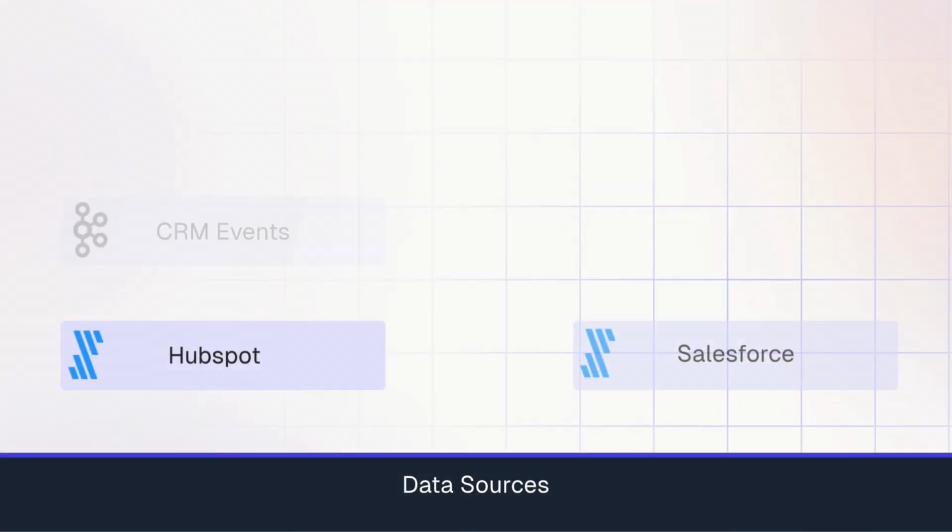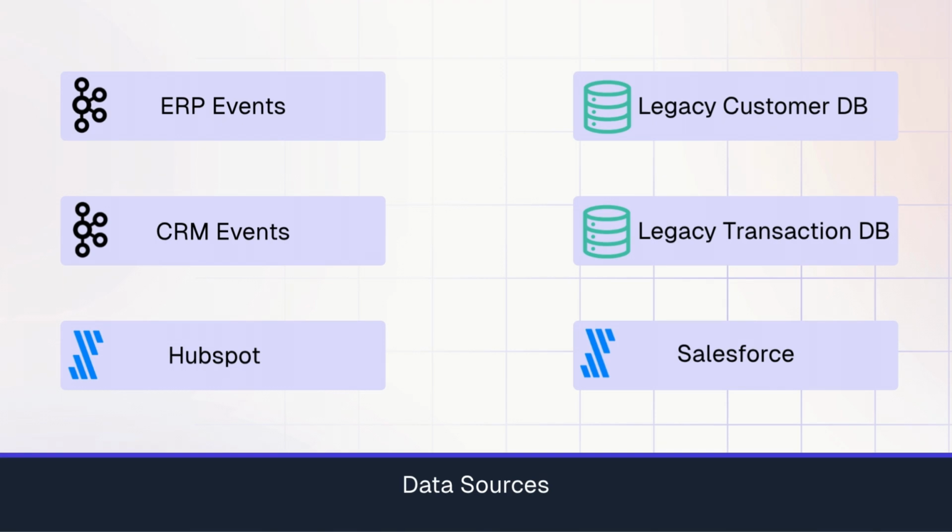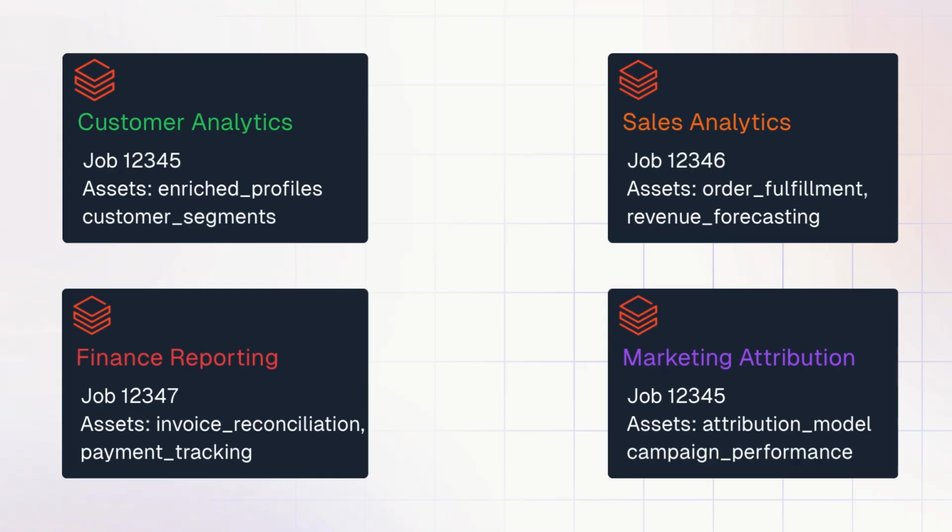We have Kafka streaming real-time ERP events, invoices, payments, order updates, and CRM events from customer interactions. We have Fivetran syncing Salesforce and HubSpot data, and we also have legacy SQL Server and Postgres databases that we're federating through Databricks Unity Catalog. All of these feed into 4 separate Databricks workspaces, each owned by a different business domain.